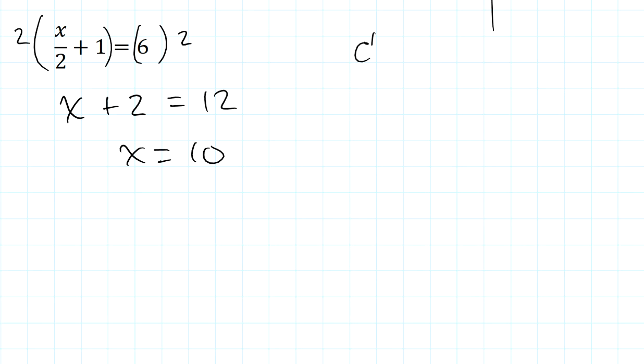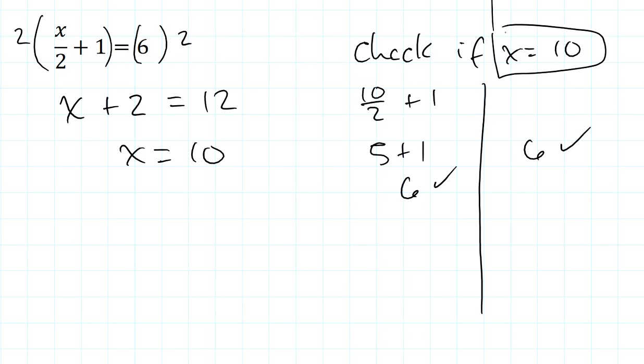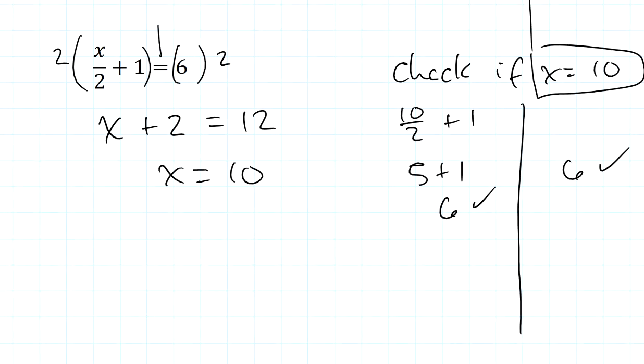If I want to do the check, so here's my check. If x equals 10, the question is, are the left and the right hand side the same? On one side, I've got 10 over 2 plus 1, which is 5 plus 1. And on the other side, it was 6. So yeah, 6 is the same as 6. So when x is 10, it does indeed make both the left and the right hand side 6, which means it makes them equal to each other. So 10 is the value that produces truth.